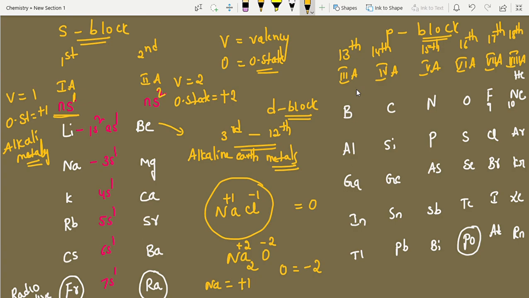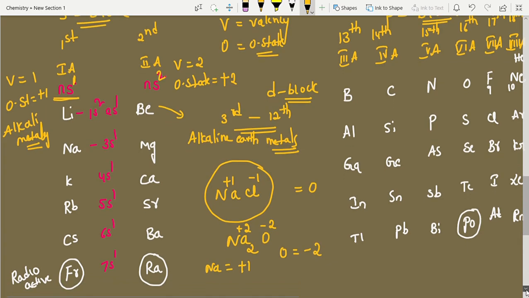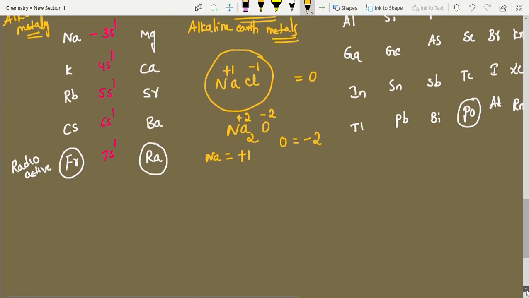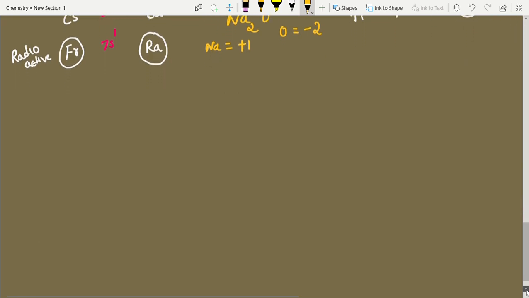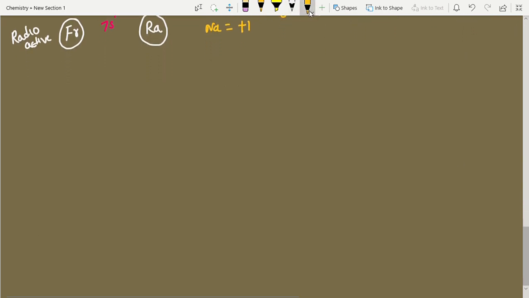Now 13th group elements onwards, it is a little tricky, a little high order question. I'm introducing the inert pair effect and all. Be alert. First A group elements, second A group elements, no doubt. Very easy, no exceptional cases. Now I am writing separately here. It may take time, but once you listen to this video, you will definitely get very good command over oxidation states.